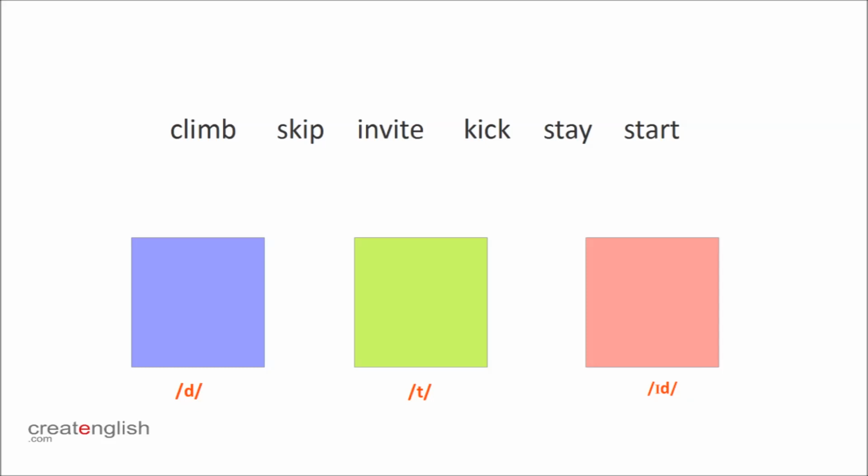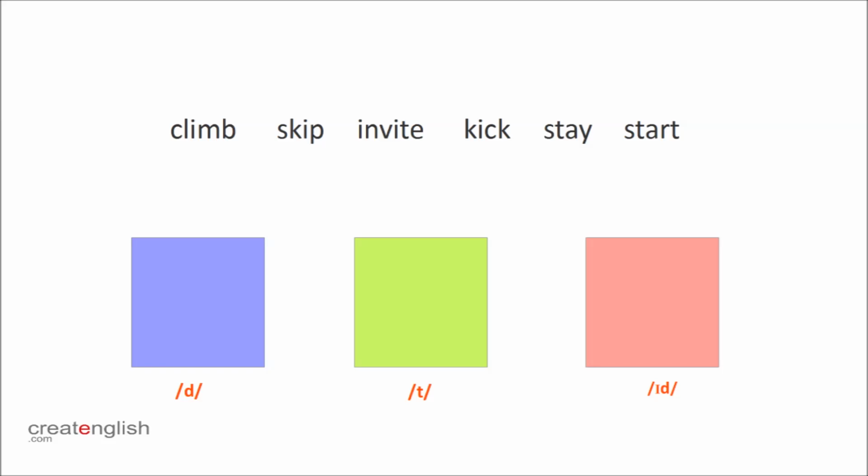Now let's try to put these words into the boxes they fit best. We're going to do the same. We're going to take the first word and try to say it with d. If it's easy, we'll put it in the first box. If it's uncomfortable, we'll try and say t. And if it's easy that way, we'll put it in the second box. But if it's still uncomfortable or impossible to pronounce it with d or t, I'll say id and put the word in the third box. Let's try.